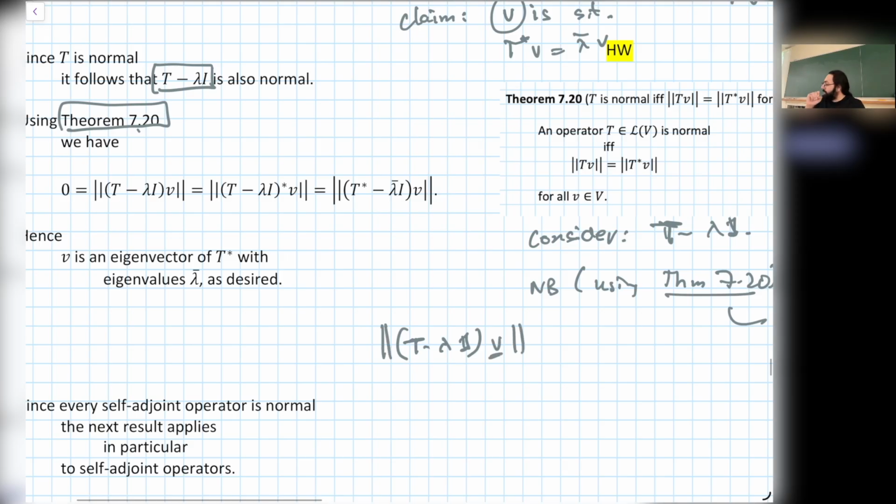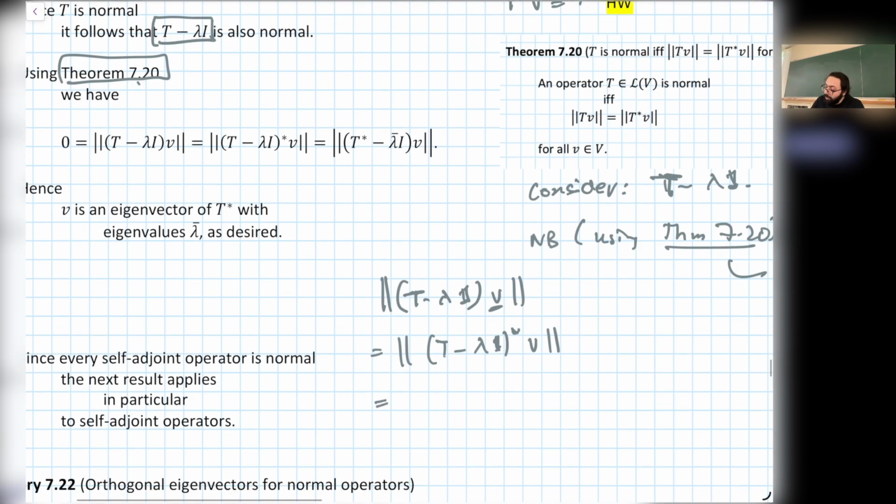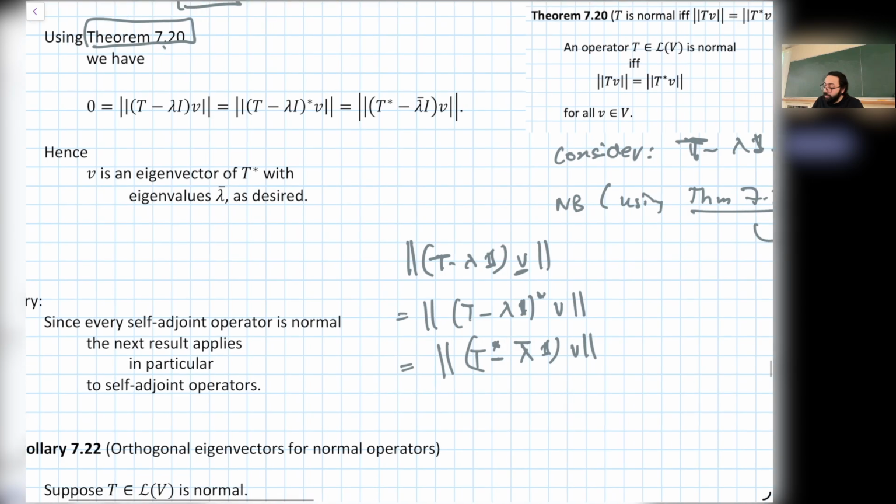So V is an eigenvector, remember? Okay. So this is going to be the norm of T minus lambda identity star V, because the operator is normal, right? And that in turn means we can write it as T star minus lambda bar identity acting on V. Is that okay? Okay. So what does that mean? It means that the length of this vector is 0, right? Because this was 0. It's an eigenvector.